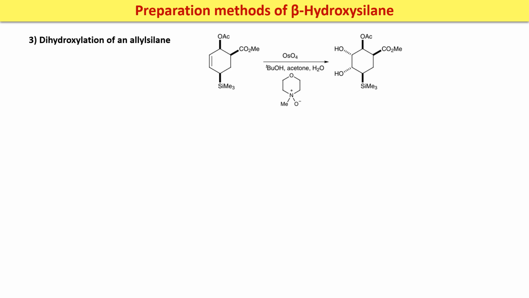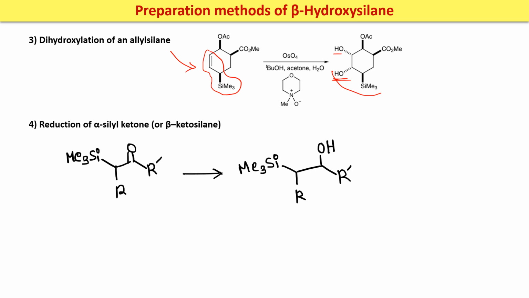Next example is dihydroxylation of an allyl silane. So this is an allyl silane. If you focus on this part, this is allyl silane, and in presence of the reagent for dihydroxylation, which adds from the same side, you can get these two OH groups at the position of the C=C double bond, and this is also a beta hydroxysilane, right? This example is also from Carruthers.